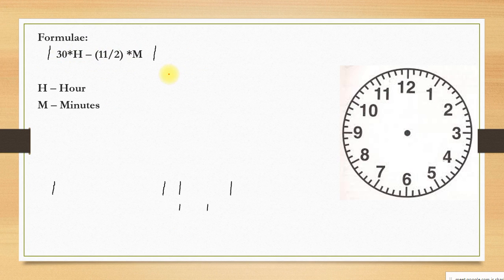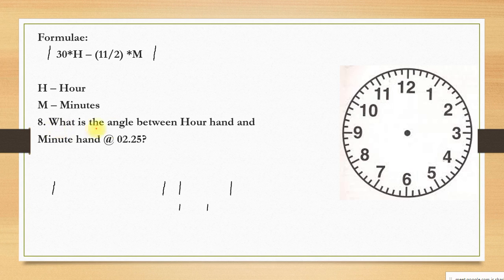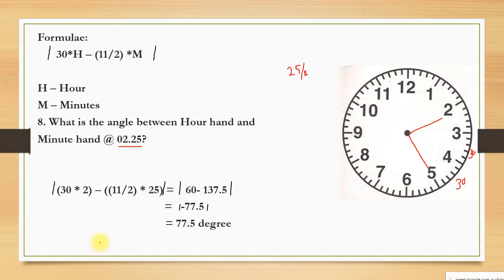Now let us move to the next problem. What is the angle between the hour hand and the minute hand at 2:25? You obviously know that the 25 stands here and the 2 will be here. As per our previous concept, this is 30 and again this is 30, so 30 plus 30 is 60. 25 divided by 2 is 12.5, so it would be around 17.5. Approximately the answer would be 77.5. Yes, the value is correct.